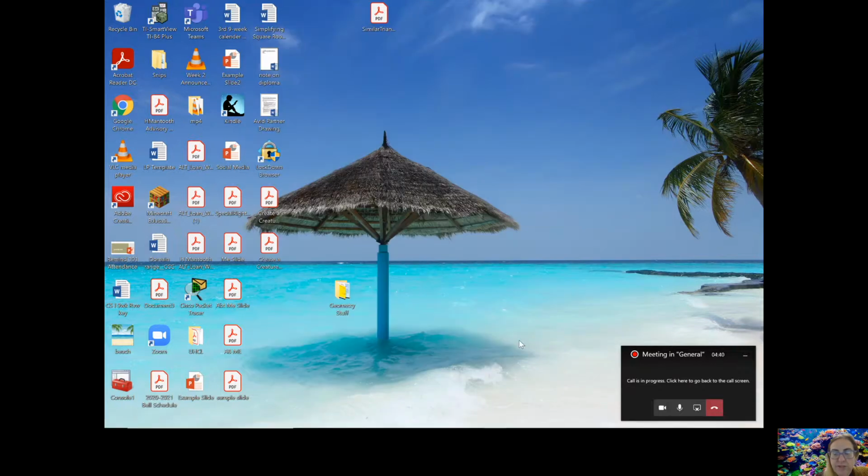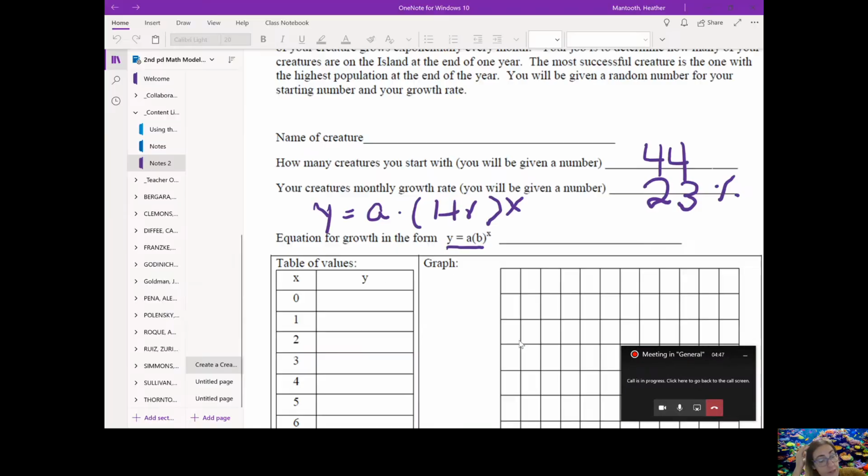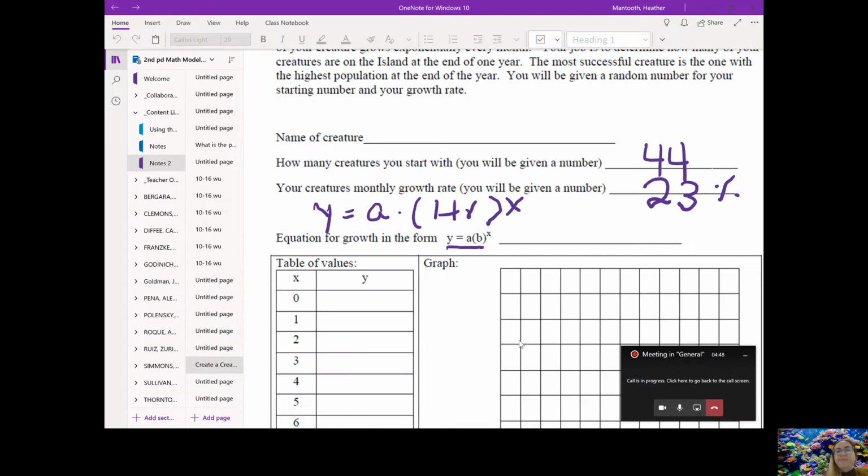Oops. I'm not sure what happened there. Looks like OneNote closed down on me. Sorry about that. Just take a second to reopen it. Fortunately, OneNote is a cloud application and it saves everything you do.